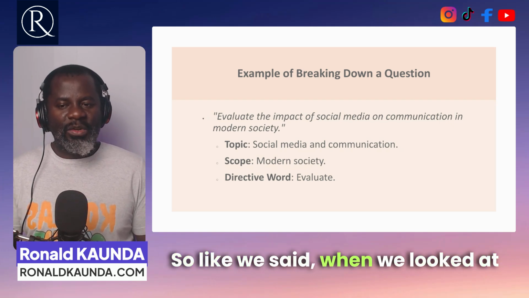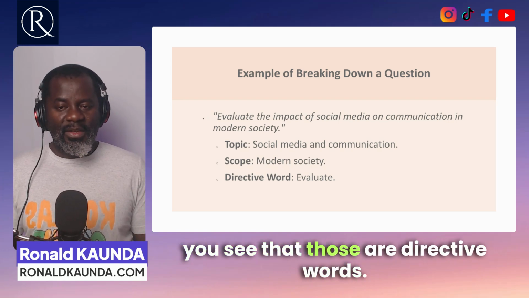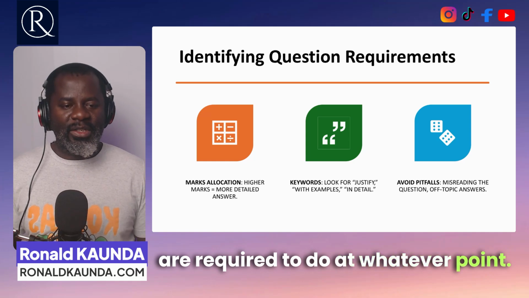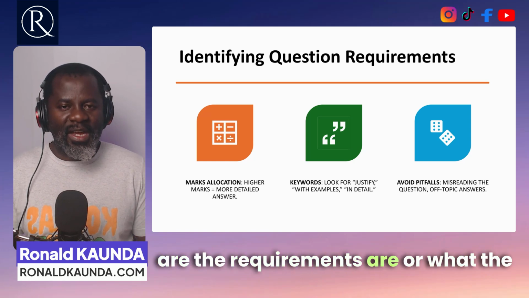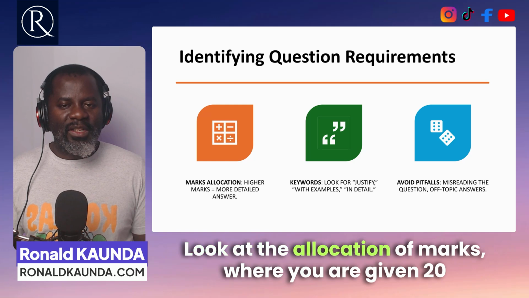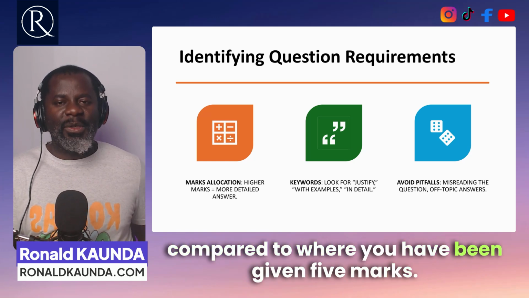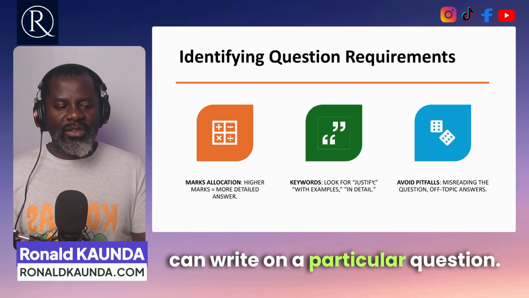So, like we said, when we looked at the different types of questions which will ask you to explain, describe, and all those, you see that those are directive words, and it's very important to know what you are required to do at whatever point. And also, we need to identify what the requirements will be in a particular question. And how can you do this? Look at the allocation of marks, where you are given 20 marks, you don't need to write few words, compared to where you have been given 5 marks. So that will indicate how much you can write on a particular question.